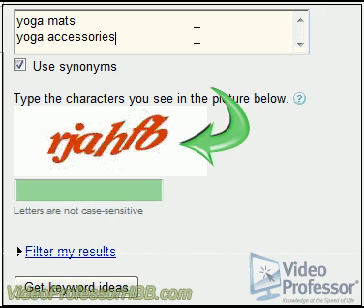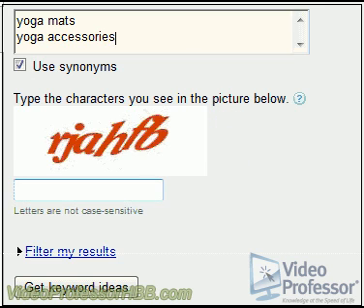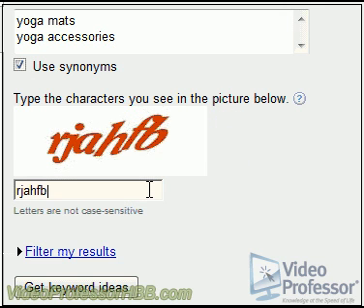Next, we need to enter the letters displayed below in the required field underneath. This is a security feature known as CAPTCHA, and it is used to make sure that the tool is not being abused by automated requests. This text will be different every time we come to this page. Leave the rest of the settings at their defaults. When you're ready, click Get Keyword Ideas.